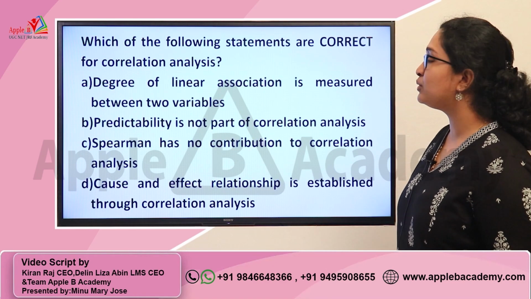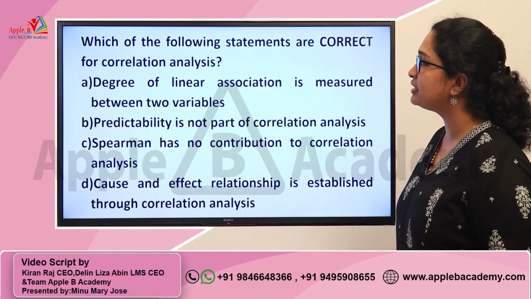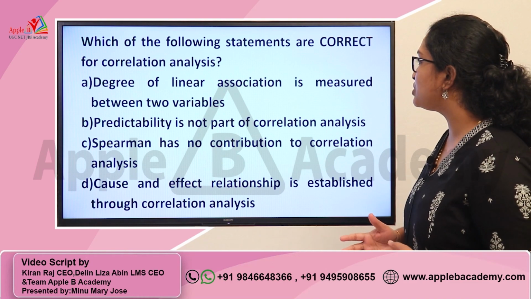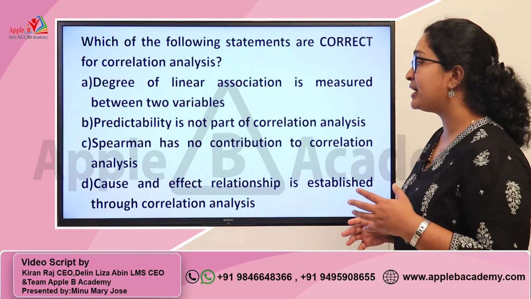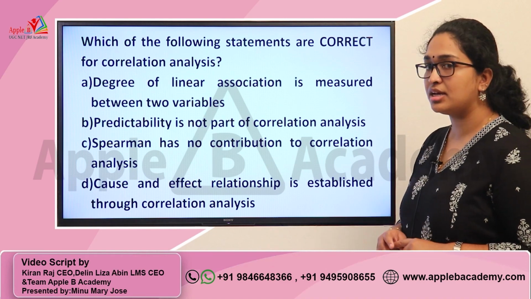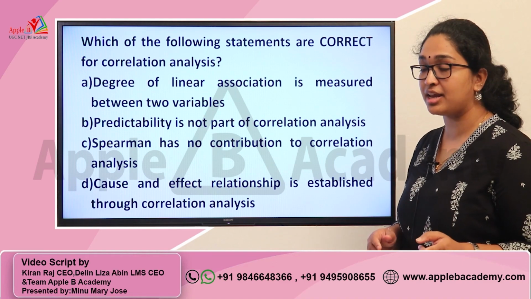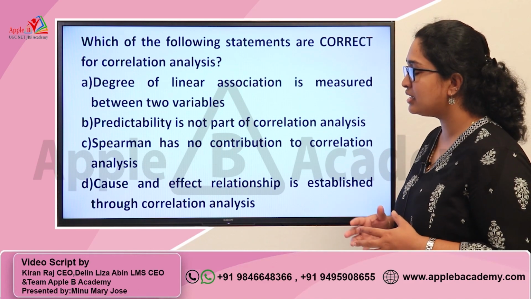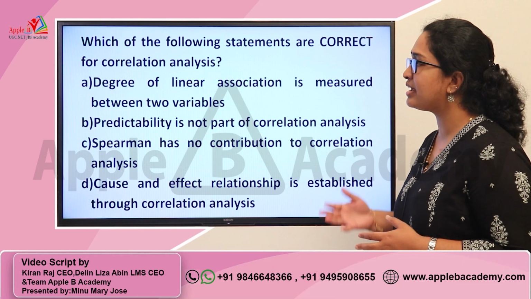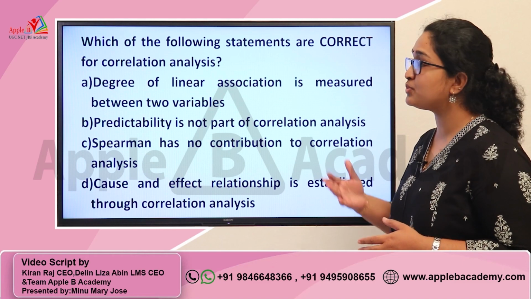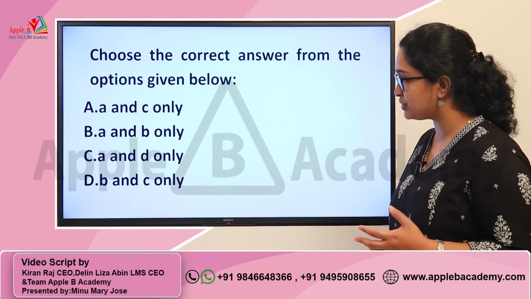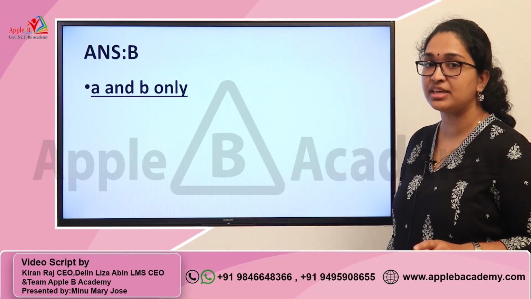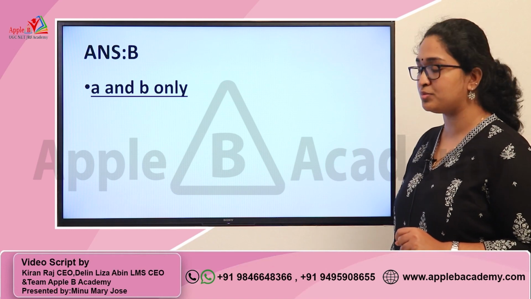The next question is about correlation analysis, again from our statistics part. Which one of the following statements are correct for correlation analysis? Degree of linear association is measured between two variables. Predictability is not part of correlation analysis. Spearman has no contribution to the correlation analysis. Cause and effect relationship is established through correlation analysis. Again, very easy options from which you can easily identify the correct statements with regard to the correlation analysis. We have options given here, and the correct answer is A and B only, with option number B as the correct answer. Statements A and B are true, option B is the correct answer.